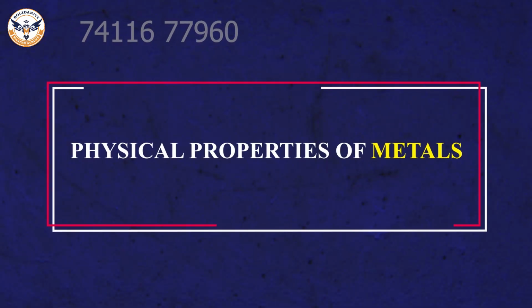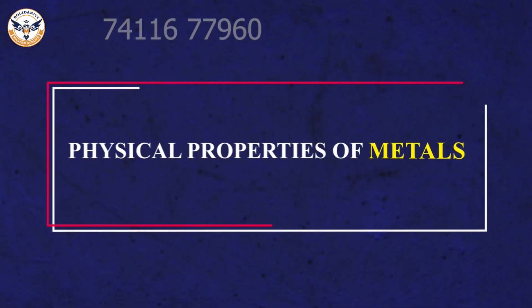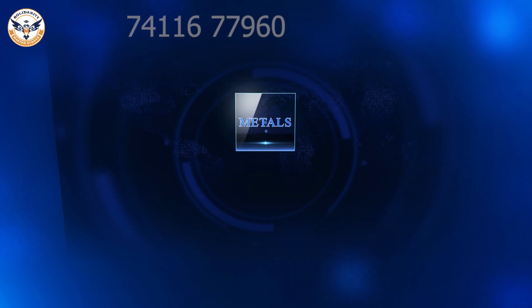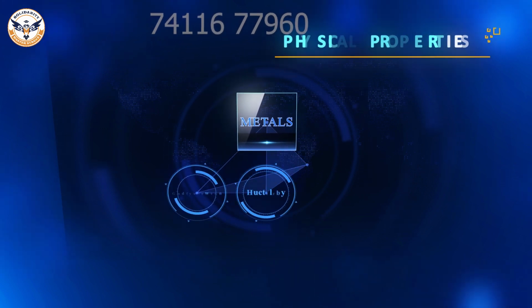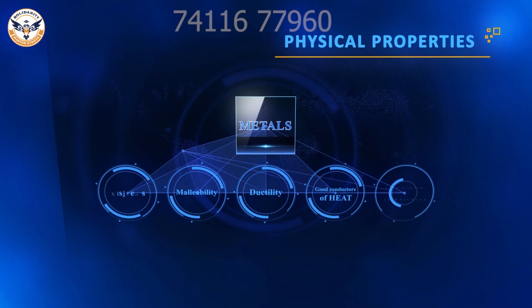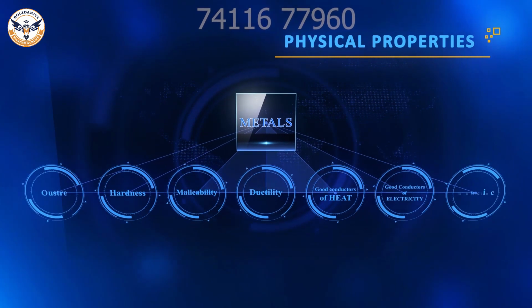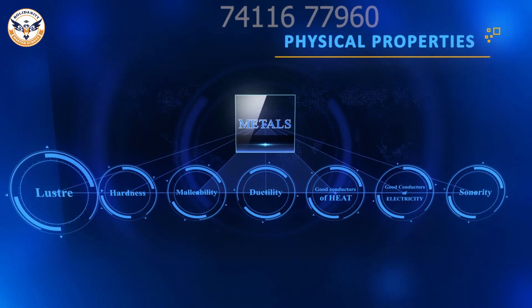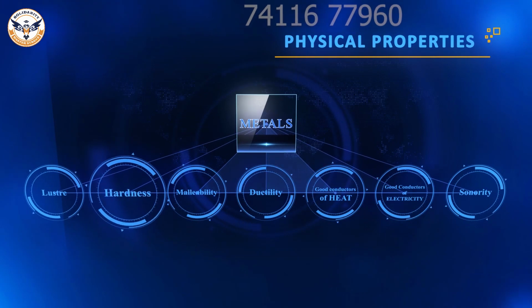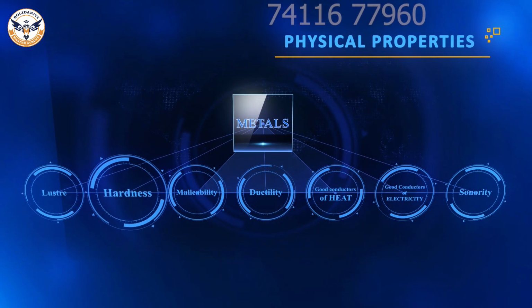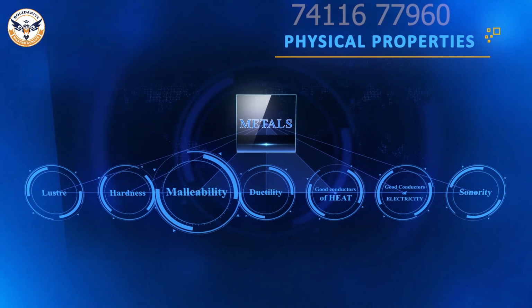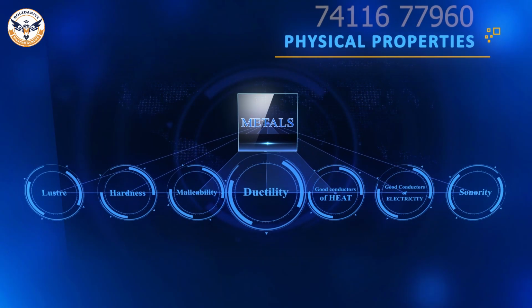Physical properties of metals. Before we understand in details, let us see what the physical properties of metals are. Luster, hardness, malleability, ductility.